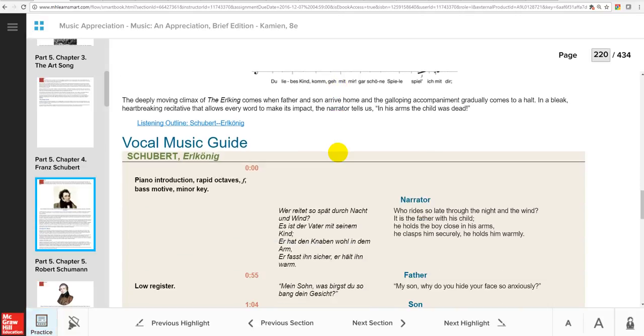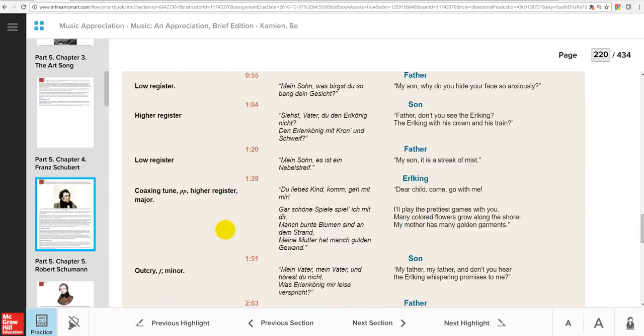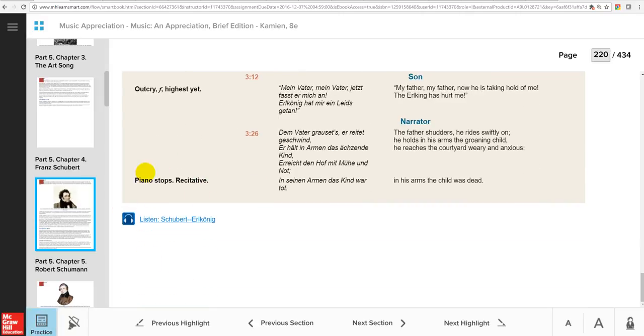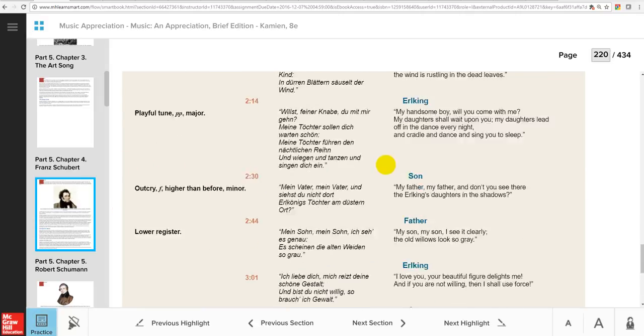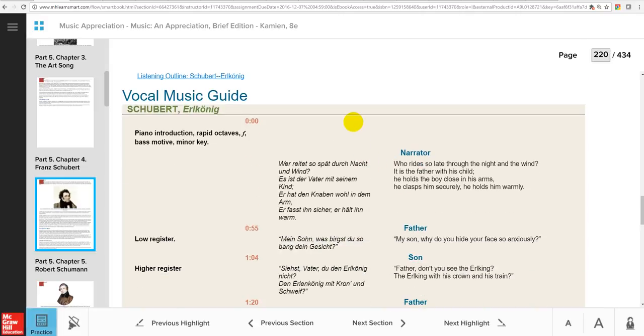So think of the piano not just as the accompaniment. It's not like just someone strumming chords on a guitar. The piano plays an integral part, and they usually do it in some kind of introduction, and sometimes there's a little postlude section where the piano may also further comment. You may want to check out some other art songs by Schubert.